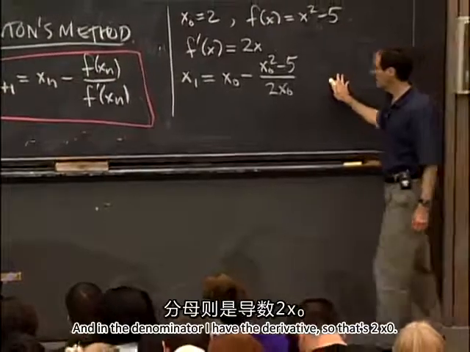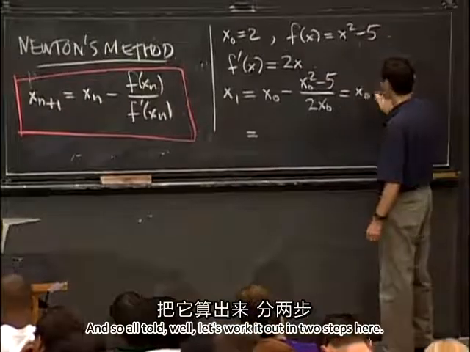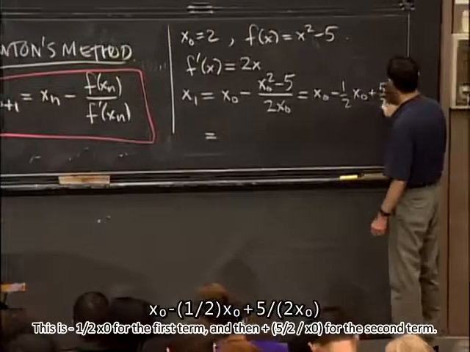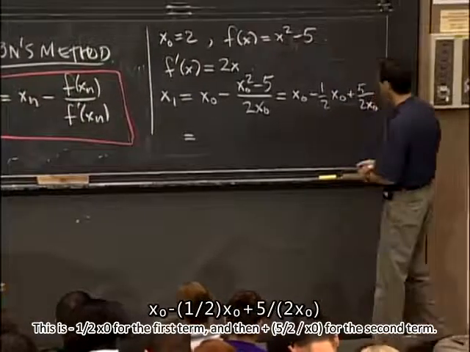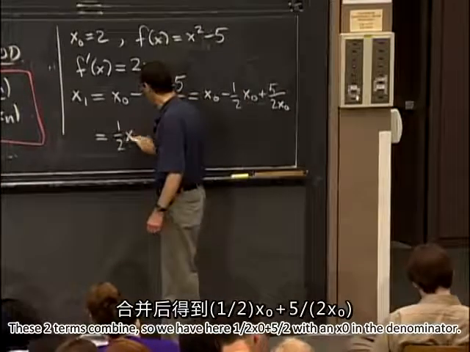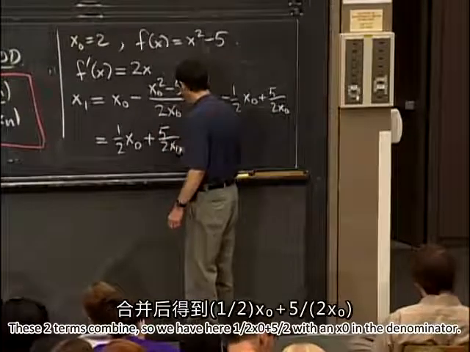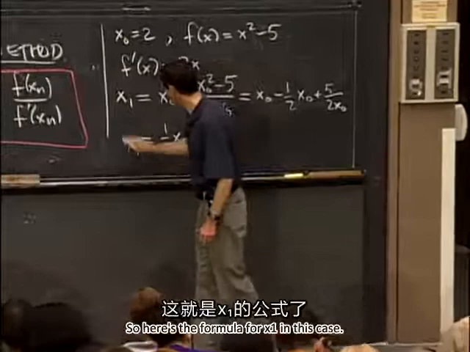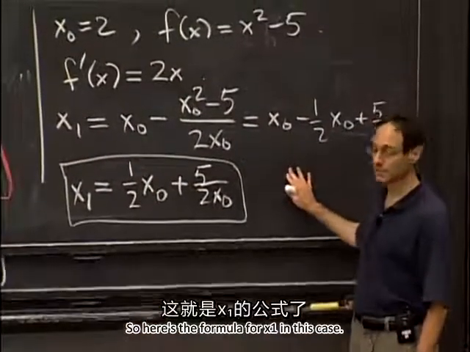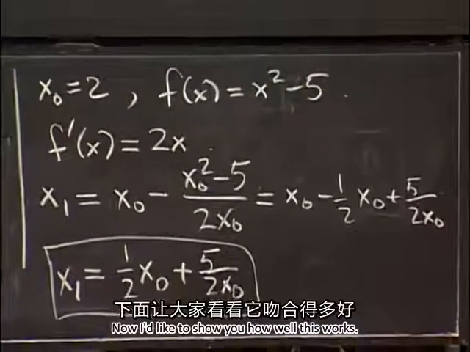All right? And so all told, let's work it out in two steps here. This is minus a half x0 for the first term, and then plus 5/2 over x0 for the second term. And these two terms combine. So we have here a half x0 plus 5/2 with the x0 in the denominator. All right, so here's the formula for x1 in this case. Now I'd like to show you how well this works.